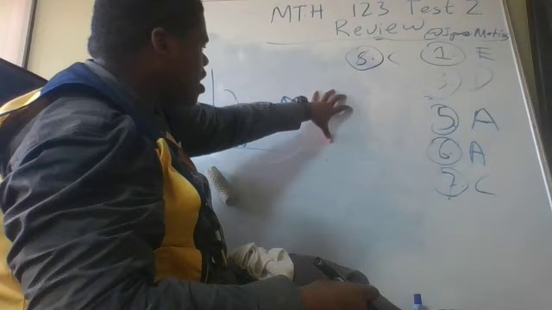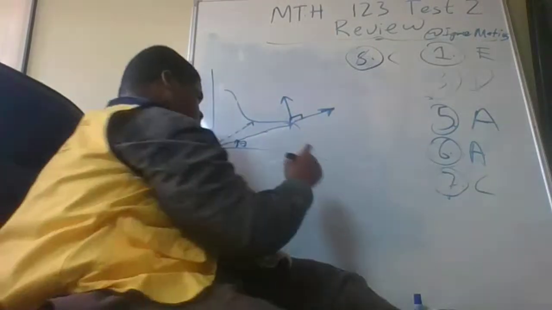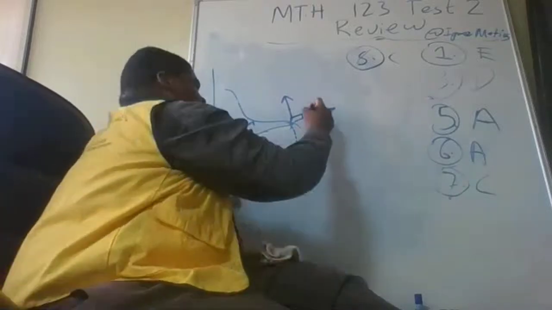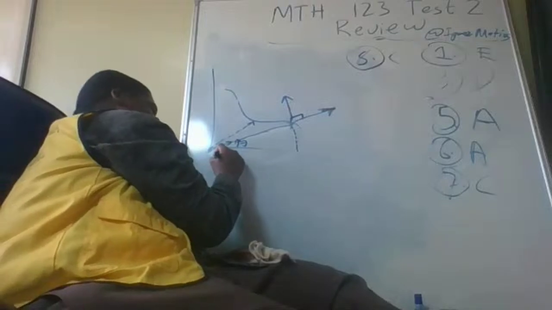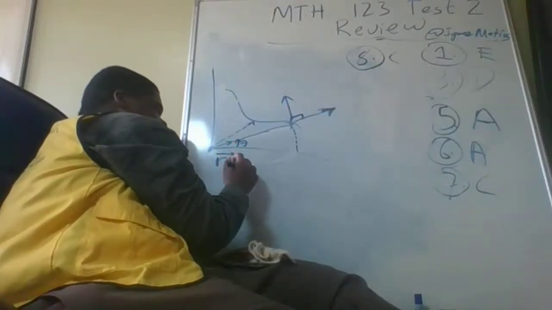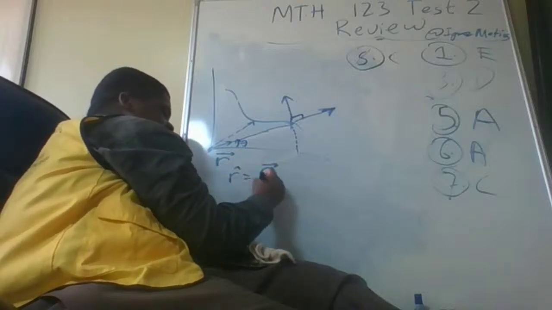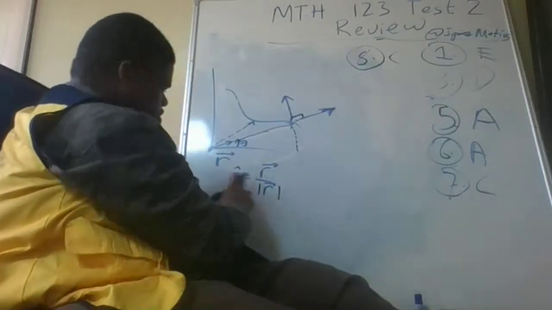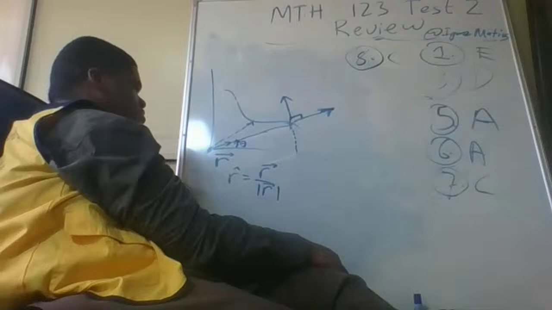Okay, so now we have defined it. We have our radial part and our transverse part. Now, let's do some analysis here. If we want to find the unit vector for our vector, let's say our vector is r, then the unit vector is going to equal our vector r divided by the magnitude of our vector r.